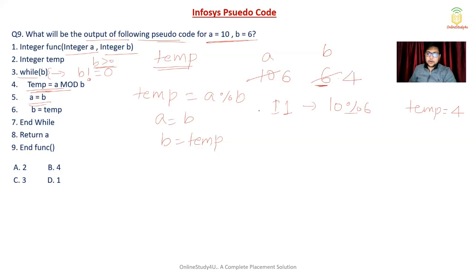Fine. Now I have iteration 2. In iteration 2, my B is again greater than 0. So I have to again do temp is equal to A mod B. What is A mod B? 6 mod 4, that is 2. My temp gets updated to 2, and my A gets updated by B, that is 4, and my B gets updated by temp, that is 2.